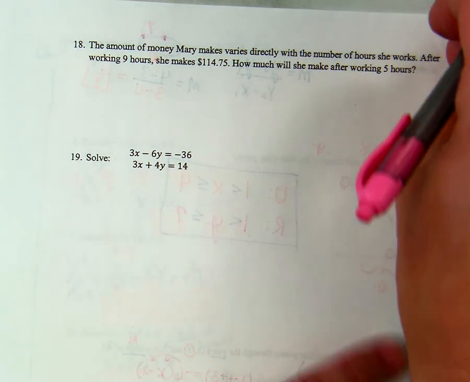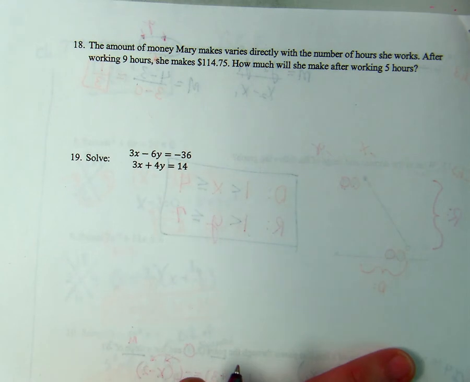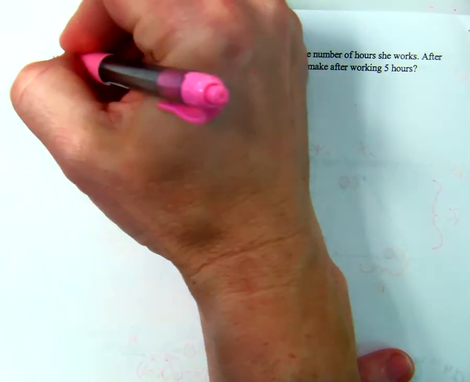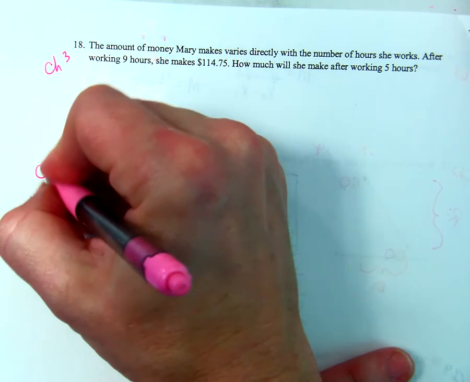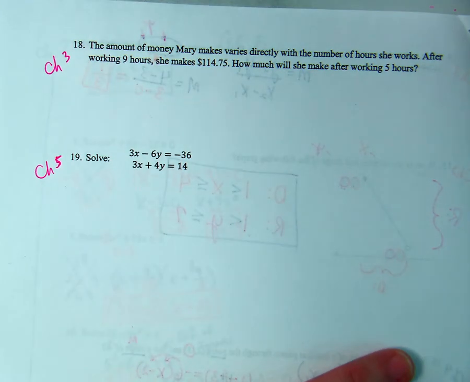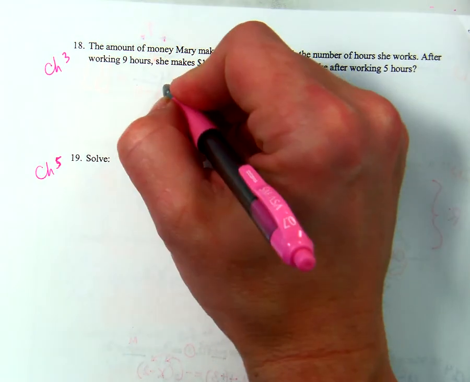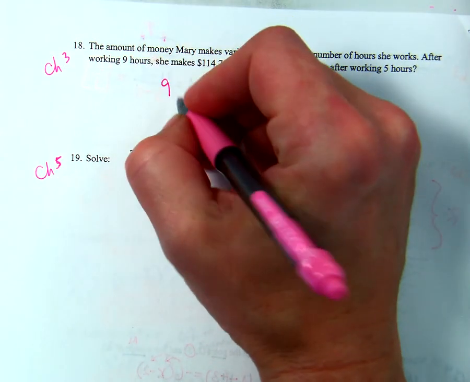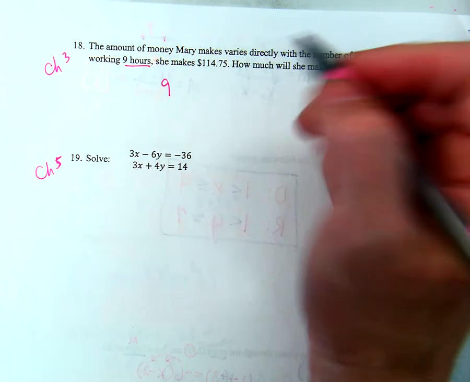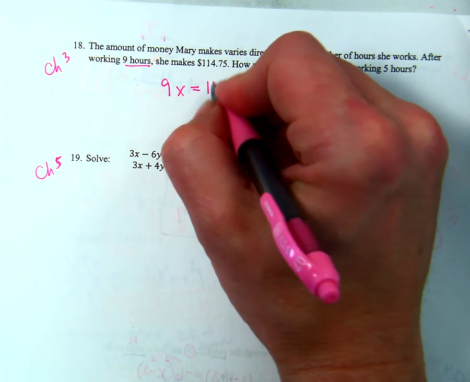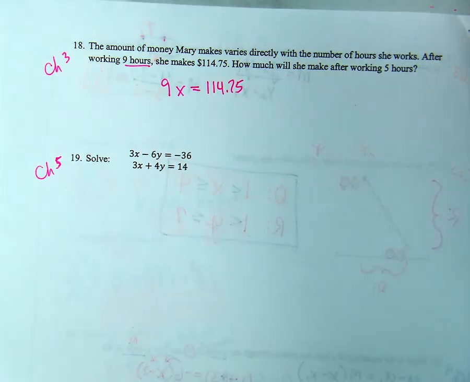$114.75. Well, the direct variation, we should remember all that stuff from chapter 3. Again, chapter 3 is popular today. And then we have chapter 5 on this, just in case I forget to write that down. And so we know that if it varies directly, then we're going to have 9 hours times however much she makes is going to equal the value of $114.75. Okay?